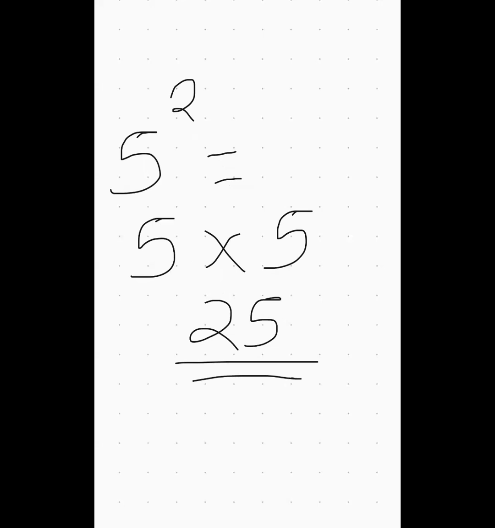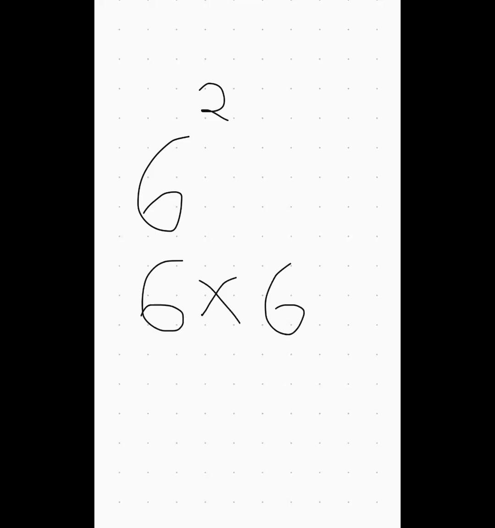Let us look at what was the last example, 6 squared. To find the square of 6, we simply multiply 6 by itself. And 6 times 6 gives us 36. So 36 is the square of 6.